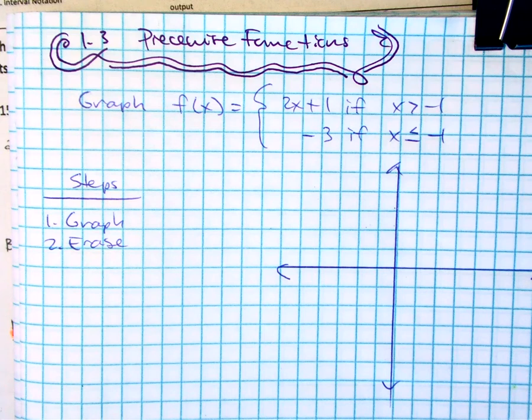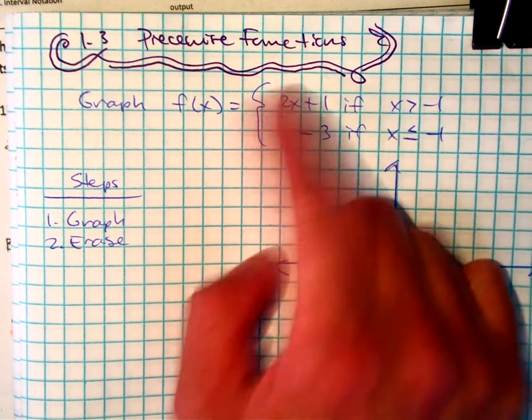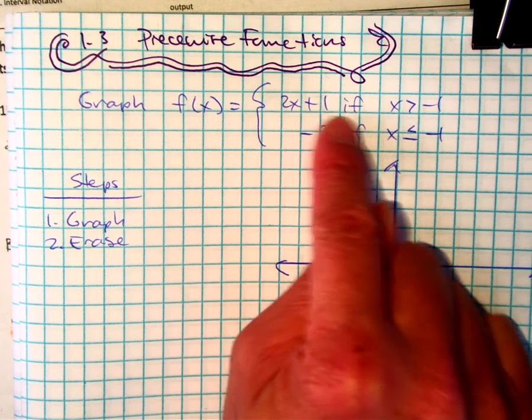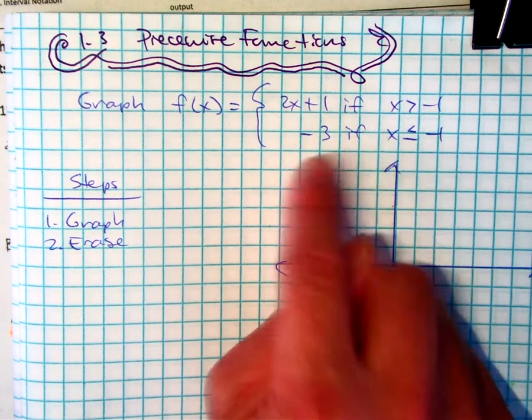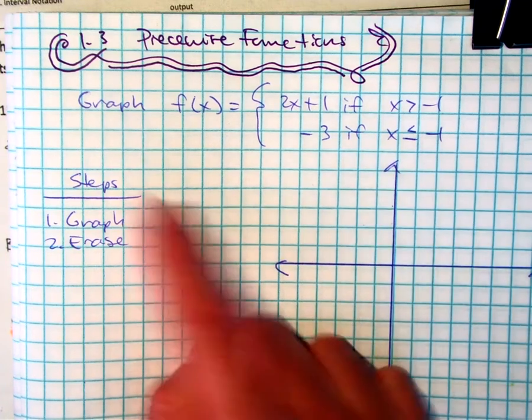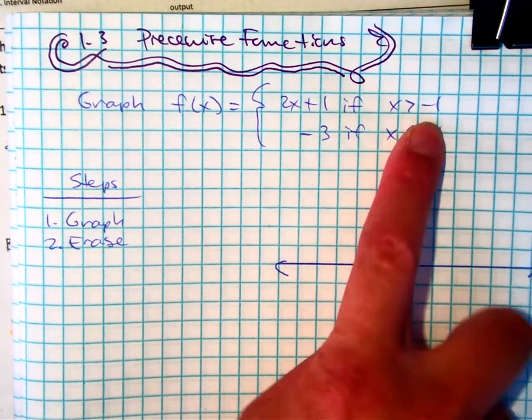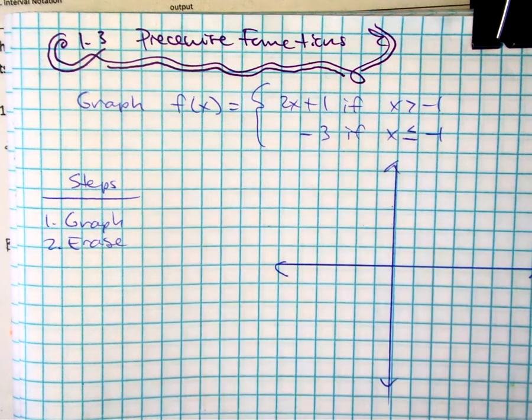Let's graph this piecewise function. It says graph f of x, and in this set there's 2x plus 1 if x is greater than -1, and -3 if x is less than or equal to -1. The steps: we're going to graph each one, and then we're going to erase it based on its restrictions.